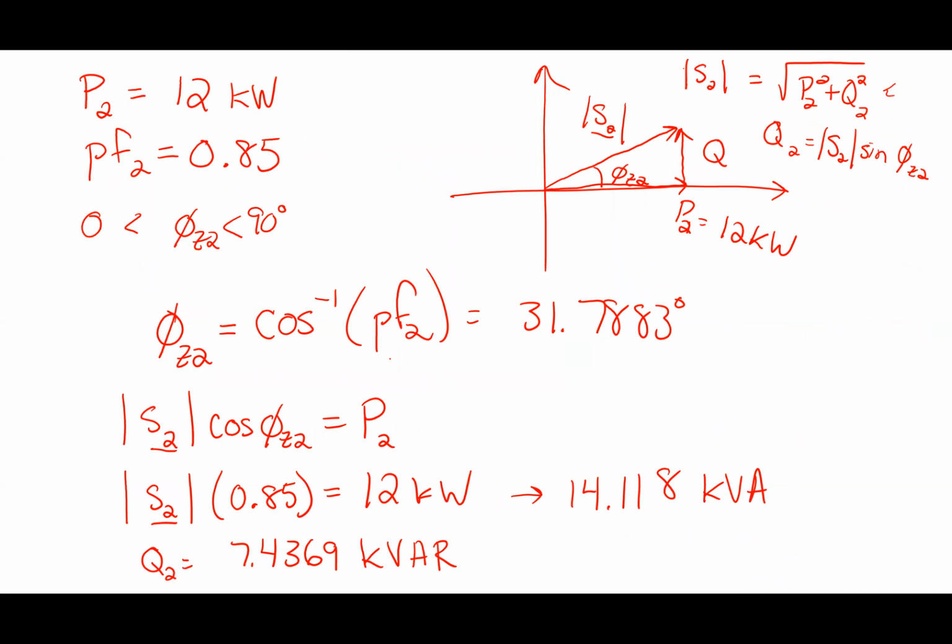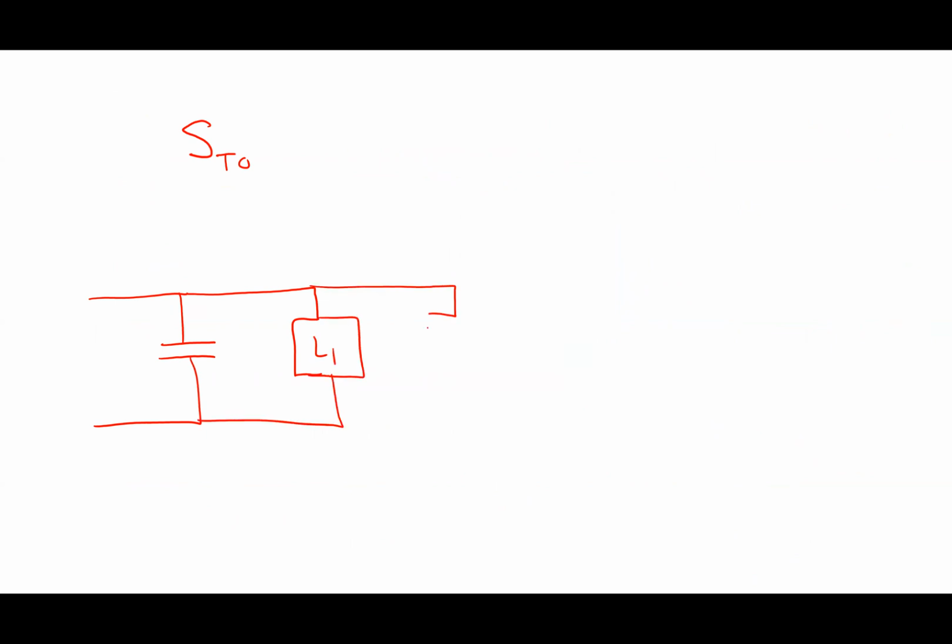What's the total power going into those loads? The total complex power into those loads, if I have a capacitor and then load 1 and load 2 like that. What is S total? That's the total complex power going into all of them. How can I write that?